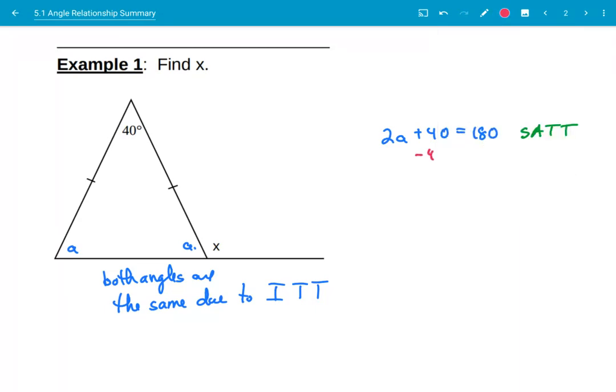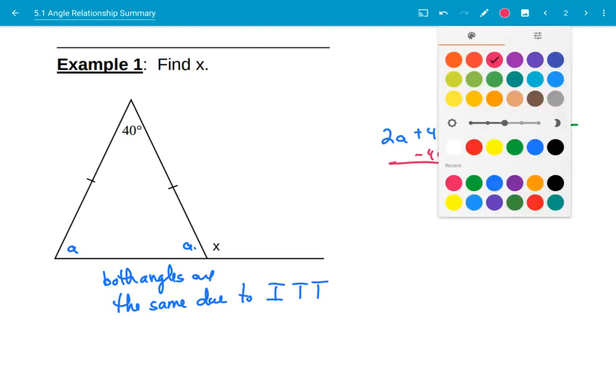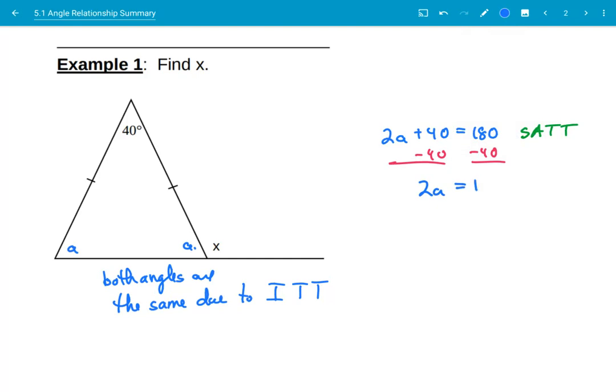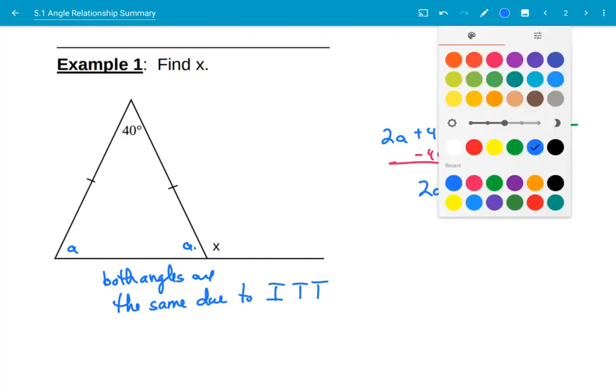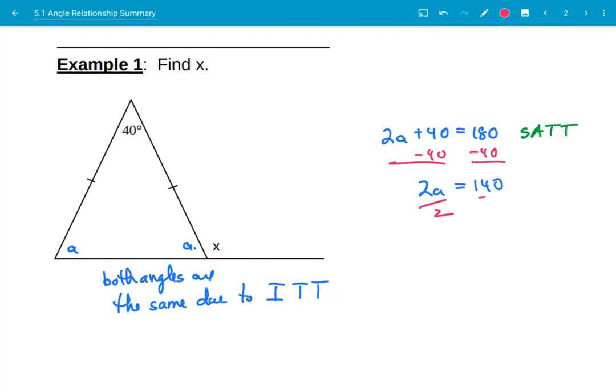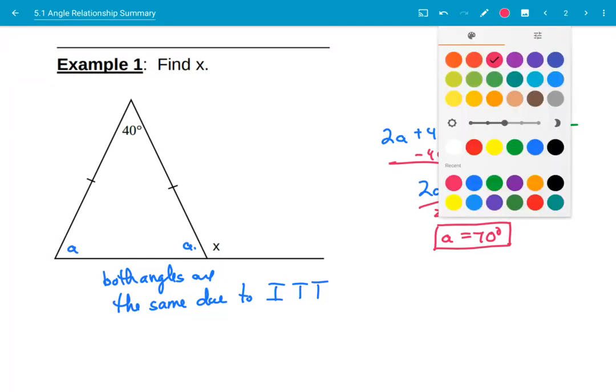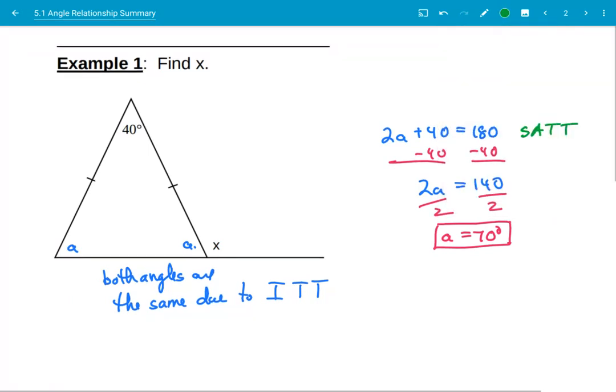I subtract 40. 2a is equal to 140. I divide both sides by 2. A is equal to 70 degrees. Now, did I want to find A? No, but I need to get X. What I would do at this point is add in the information we figured out into the example.